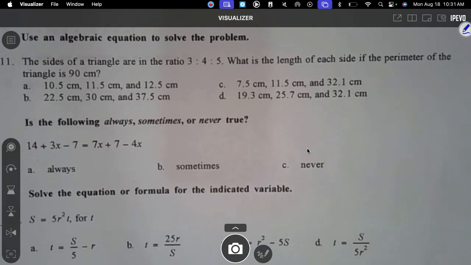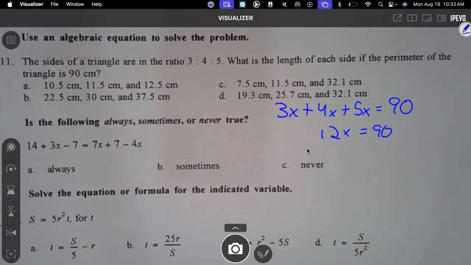Okay, number 11. You have a 3, 4, 5 triangle. That's a ratio. So you have a 3x, a 4x, and a 5x. Do y'all remember adding those? Perimeter means you add them. I had to put an x because I didn't say the sides are 3, 4, and 5. I said their ratios are. The perimeter equals 90. So what is 3 plus 4 plus 5? 12. 12x equals 90. Then what do you do?